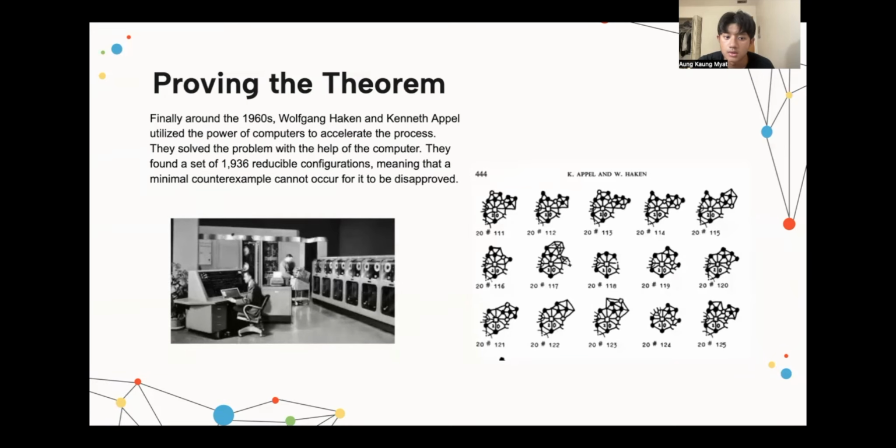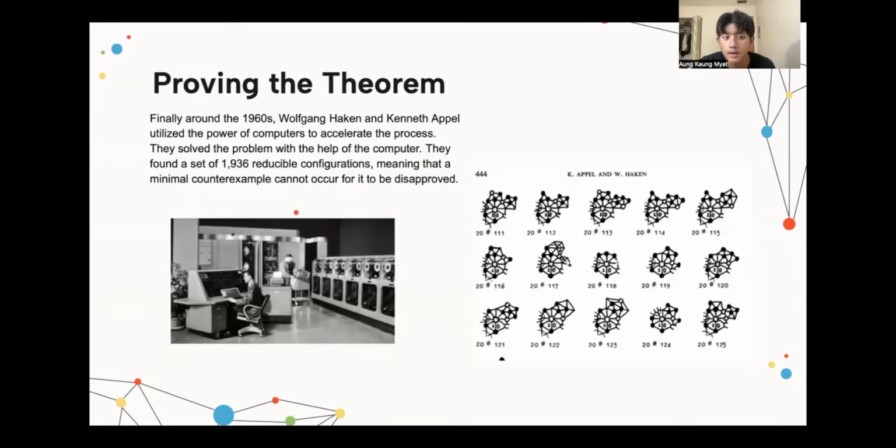So these supercomputers have the ability to find many different possibilities that would take a long time for humans to do manually. And it's a computer, so it doesn't have much error. So I guess it's more trustworthy. So in the end, they found a set of 1,936 reducible configurations, which essentially means that a minimal counterexample cannot occur for it to be disproved.